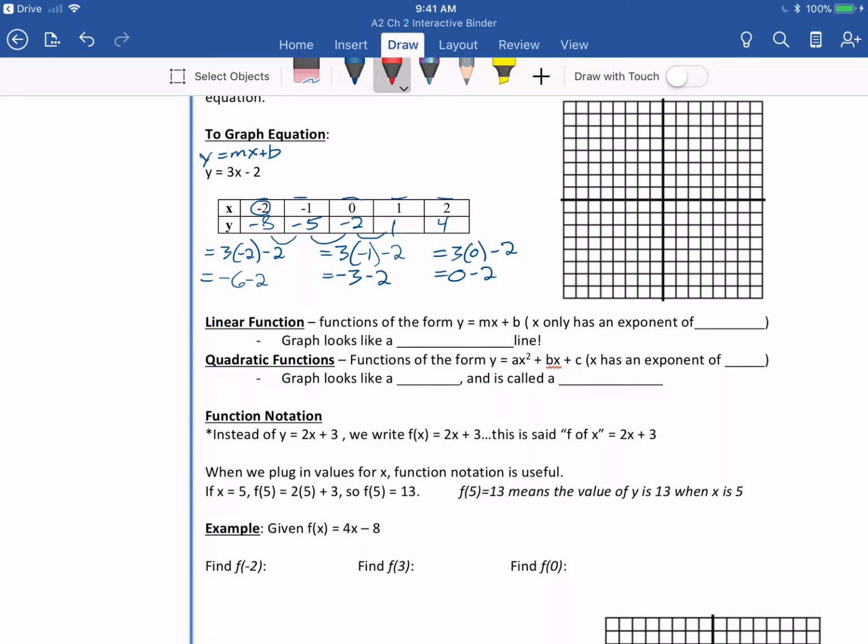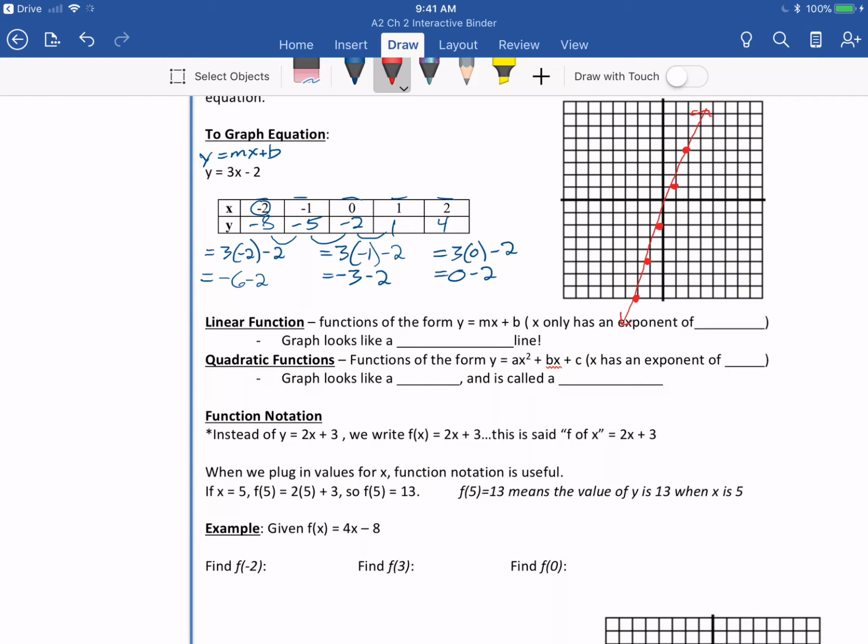So now let's just go through and graph these. I have -2, -8, which is down here. I have -1, -5, which is right here. 0, -2, which is right here. 1, 1, and then 2, 4. All right, so those are the points that make up my line. You can see that it's nice and linear. I'm going to draw the straightest line I can through there. Not perfect, but you guys get the gist. All right, so that is my first linear function.